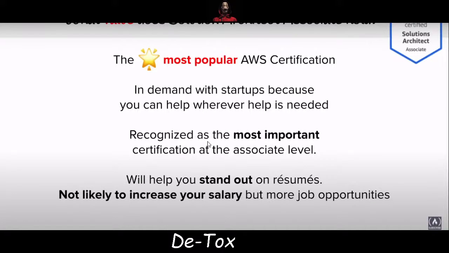So as he stated, this is the most popular AWS certification. And there are a lot of certifications for AWS, but if you get this certification, Solution Architect Associate, you'll be able to stand out. And it'll help you in a lot of ways, in any possible Solution Architect role, and because you're going to have broad knowledge, you're going to be considered very, very valuable. It is recognized as the most important certification at the associate level, and it's going to really help you stand out on resumes. I would not say the associate is going to help you increase your salary too much, but you're definitely going to see a lot more job opportunities.